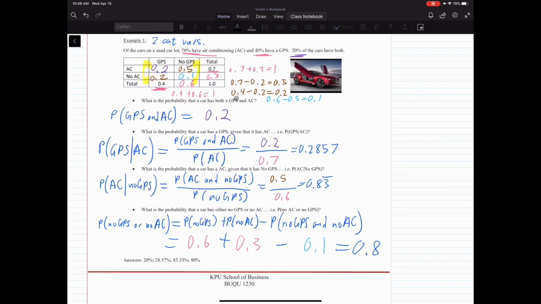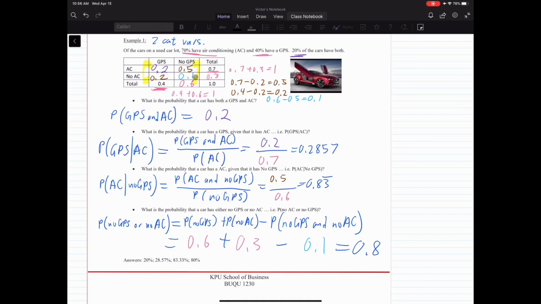Same idea for the 0.2 that we have for no AC and GPS. We know that 40% of the cars have GPS, and within that 40%, 20% have AC. So the remaining 20% will have no AC. That's why 0.4 minus 0.2 gives you the 0.2, the percentage of cars that have GPS and no AC, because everything has to add up to the 0.4 for the GPS total.